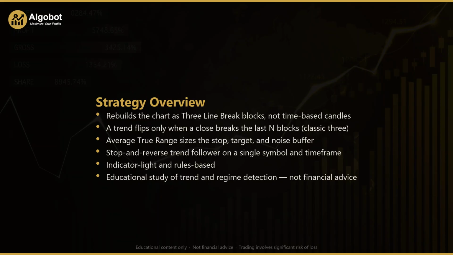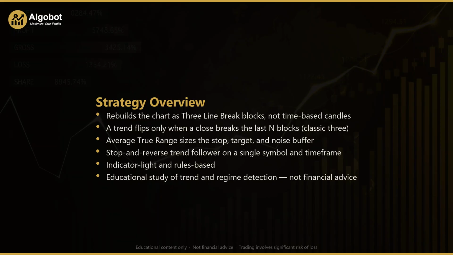The strategy trades on a single symbol and a single time frame, whatever chart you attach it to. Because everything reads the primary time frame, you can study it on the 15-minute chart, the 1-hour chart, the daily, or anything in between. It is deliberately indicator light. The only classical indicator involved is the average true range, and that is used purely to measure volatility, so the stop, the take profit, and a small noise buffer all scale with current market conditions.